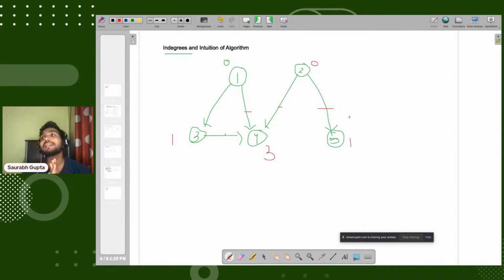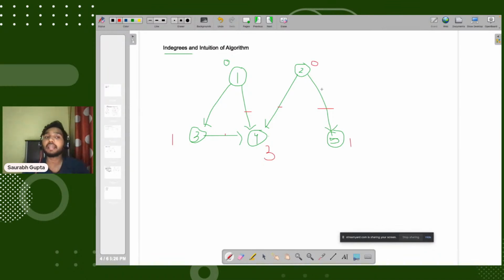Now let's talk about the intuition of the algorithm. What we are trying to do in this algorithm is order things in such a way that, let's say, 5 has a dependency on 2. We'll call this edge a dependency. So if we see all the edges as dependencies, the first one that we should write in a topological sort is the one which does not have any dependency.